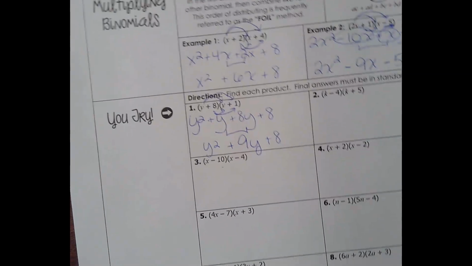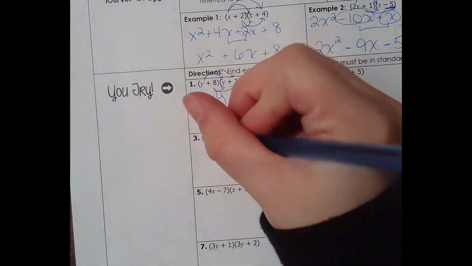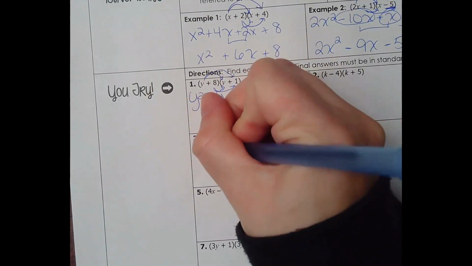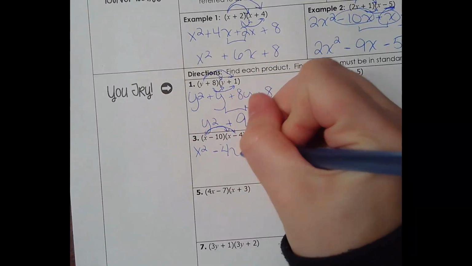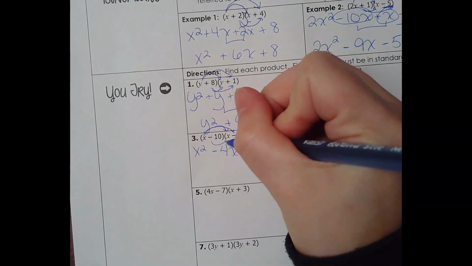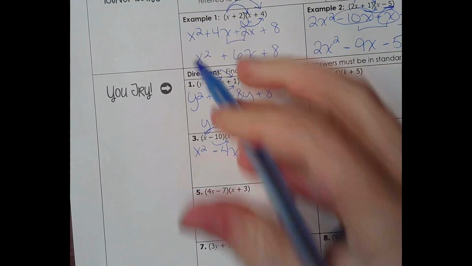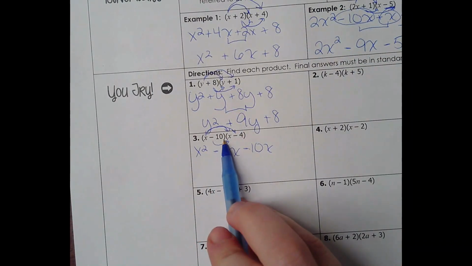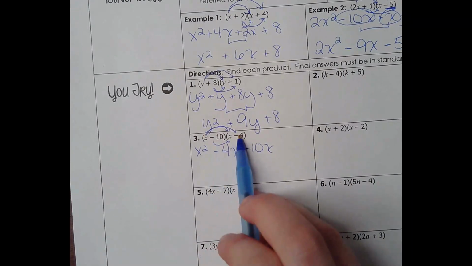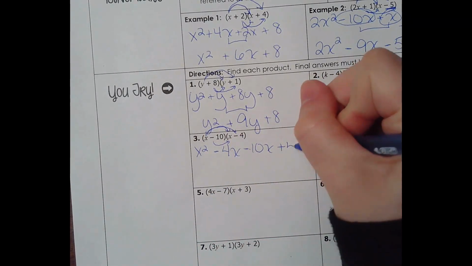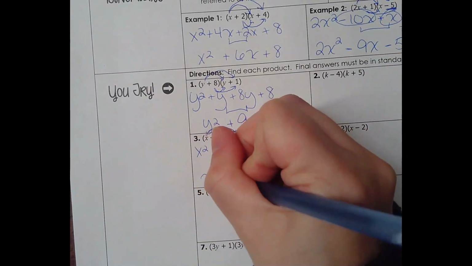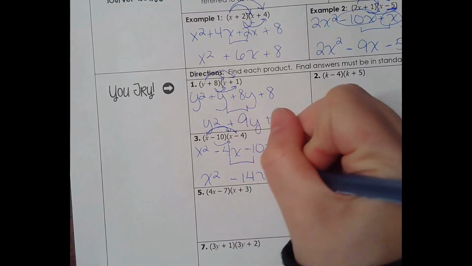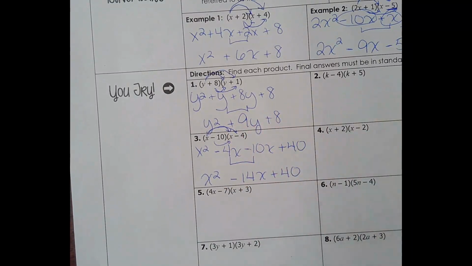Okay, so let's do the next one where we have minus signs. So x times x is x squared. X times negative 4 is negative 4x. Negative 10 times x is negative 10x. So notice I'm bringing the sign with it. So negative 10 times negative 4 is positive 40. We combine the two in the middle, and I get x squared minus 14x plus 40.